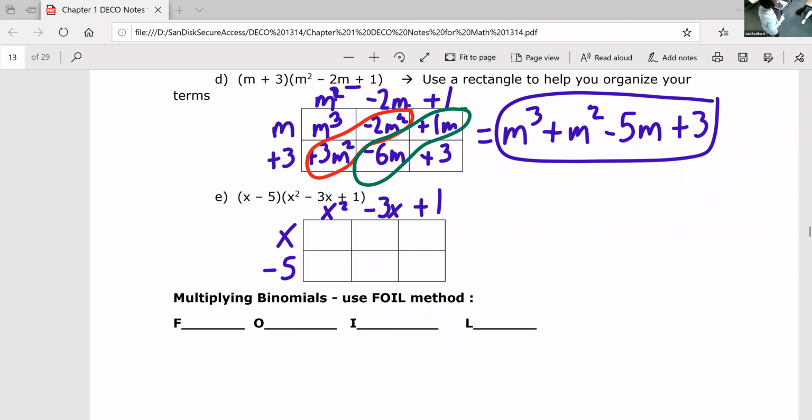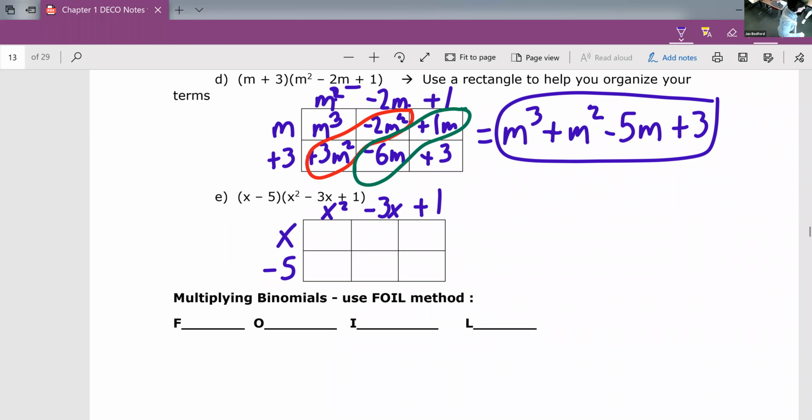Most of you got this. The trick is just making sure you don't leave anything behind when you start pulling them out of the boxes. So the x times x squared was x to the third, right? What went in this box? Negative 3x squared. And then x times 1 was just 1x, right? Then when we went to the bottom row, this box was negative 5x squared. And this box was, good, a negative times a negative gives you a positive 15x. And this box was negative 5.